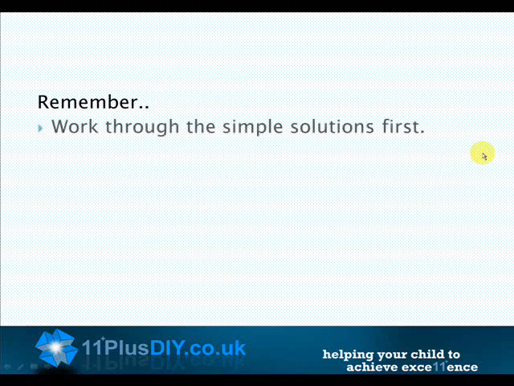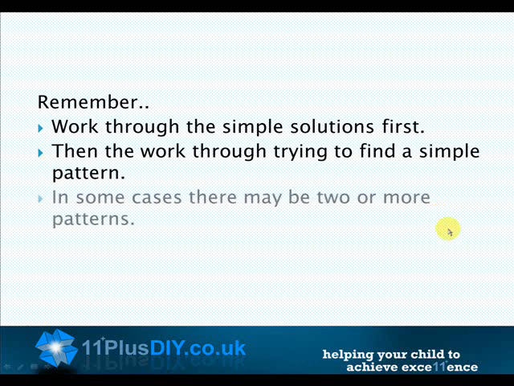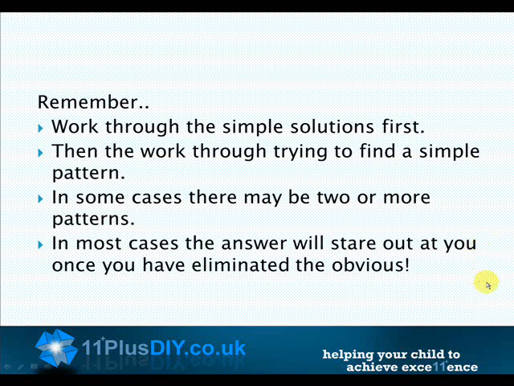Remember, work through the simple solutions first, then work through trying to find a simple pattern. In some cases, there may be 2 or more patterns. In most cases, the answer will stare out at you once you have eliminated the obvious.